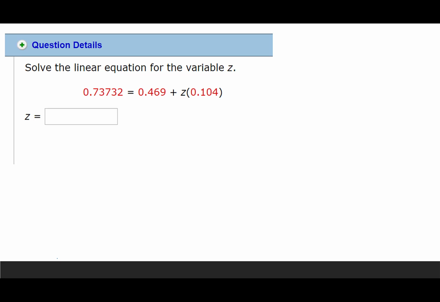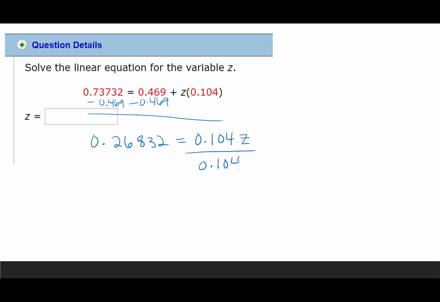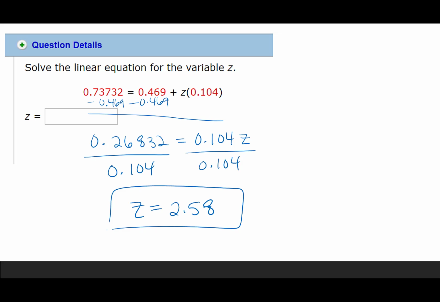It says solve the linear equation for the variable z. You should be used to solving equations like this, but you may never have done it with decimals. So go ahead and grab your calculator. The first thing we'll do is subtract 0.469 from both sides. That gives you a decimal of 0.26832 equals 0.104z. Now we'll divide by 0.104, and that will give us a value of z equals 2.58. And that's your final answer.